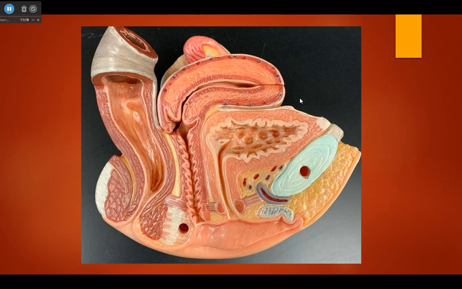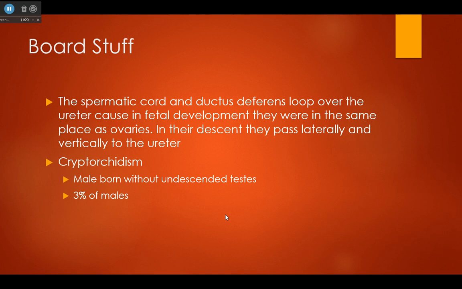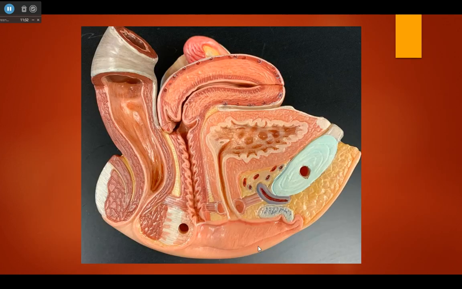Cross-section wise, again, we're going to have the mons pubis. We have the labia majora, the labia minora. I forgot to point that out. Labia majora, labia minora. So the major is called majus for single. The minor is minus for single. I don't care if you make them plural or single, whichever makes you happy.